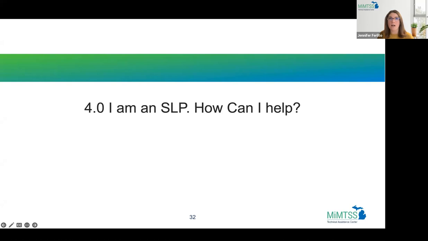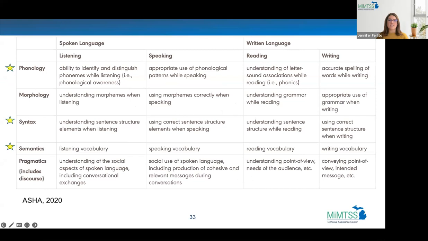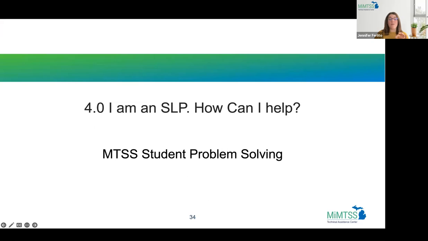This is a nice chart from ASHA's Language in Brief. It connects the domains of language and how they relate to reading. We have limited time, about an hour left. The examples that I'm going to touch on are related to phonology, syntax, and semantics. And this Language in Brief article is in the resource handout. But before we get into the phonology example, I want to touch on problem solving.